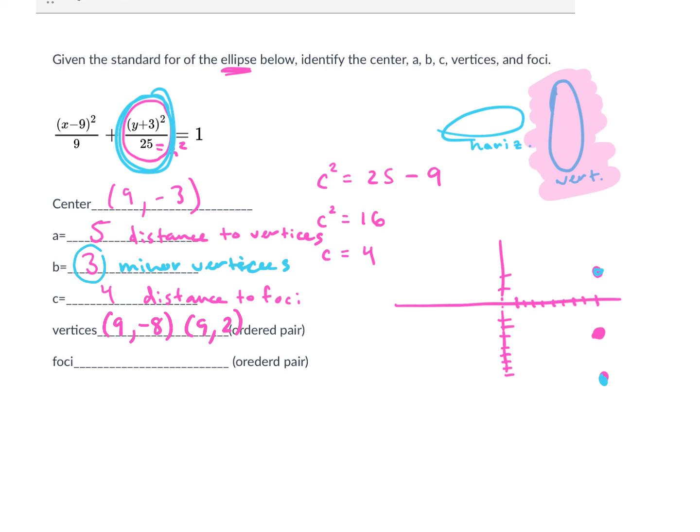All right, what's our foci? What are the coordinate points of our foci? 9 and 7. So we're going up 4 and down 4. So you said 9, -7, and 9, 1. Awesome.